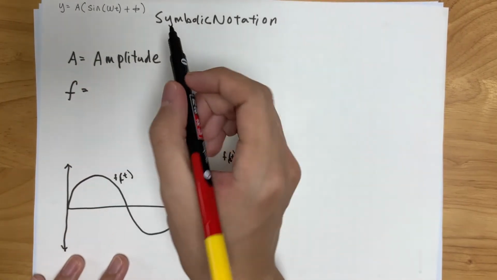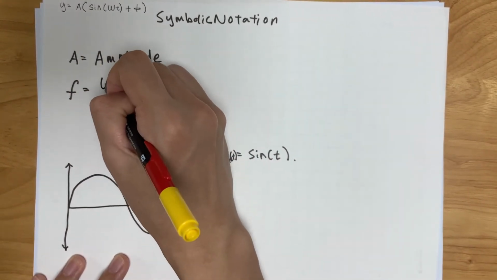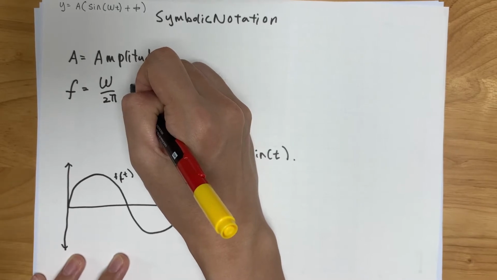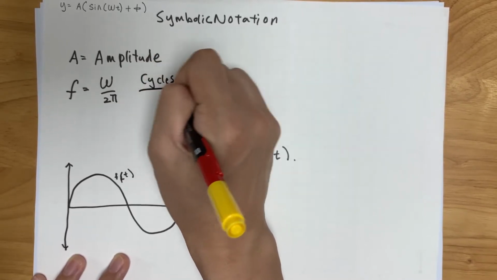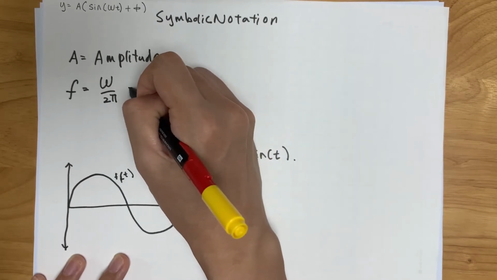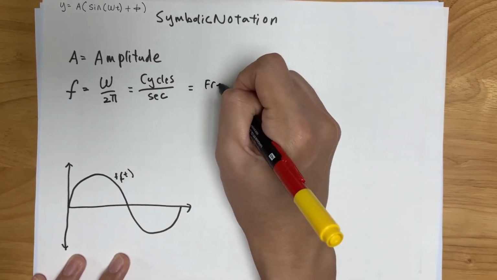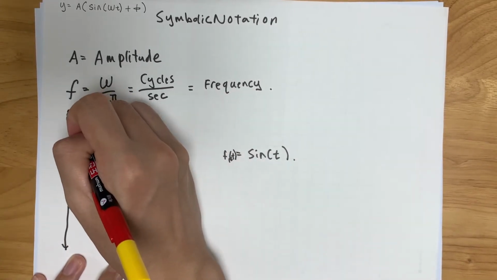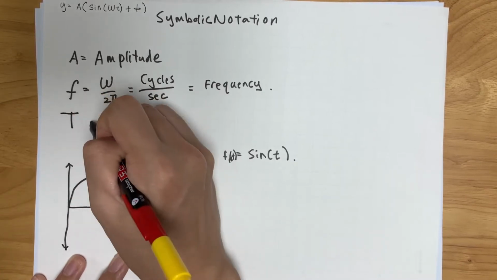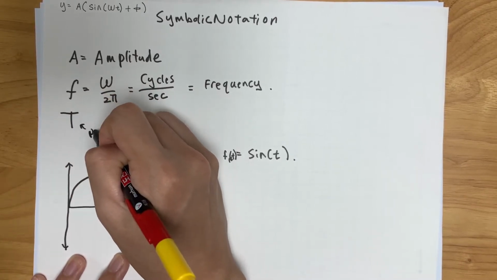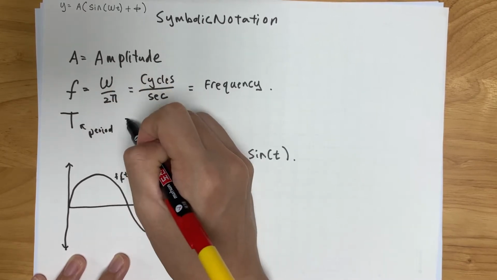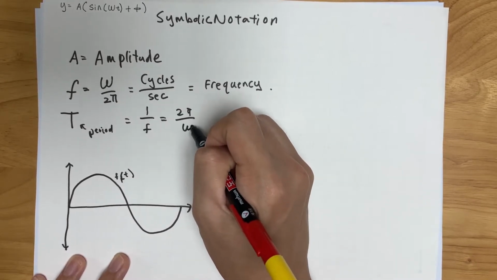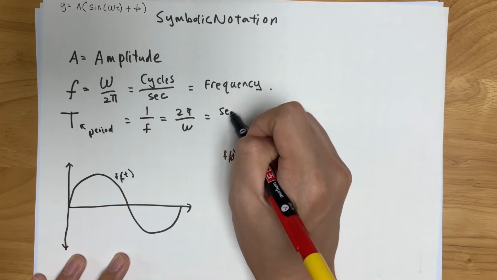What is the frequency? The frequency is omega divided by 2 pi. This is also called cycles over second, or frequency. And they also call it a period. This is not time, this is the period. It's just the exact opposite of it. It's just 1 over f. It's just 2 pi divided by omega, and this is seconds divided by cycles.